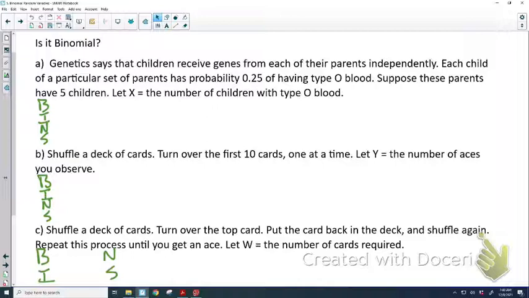All right, option A looks like type O or not, so it is binary. Children are receiving genes from their parents independently. They literally tell us that they are independent. I guess they are for sure having 5 kids. So that's a yes. And probability is independent, so I know probability is 0.25. So that checks out too. It's binomial.